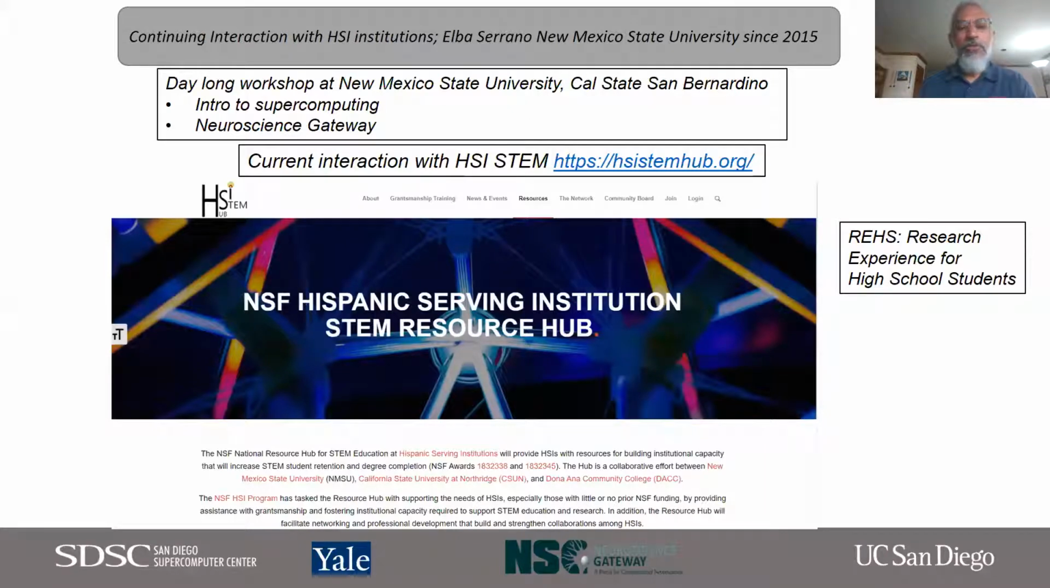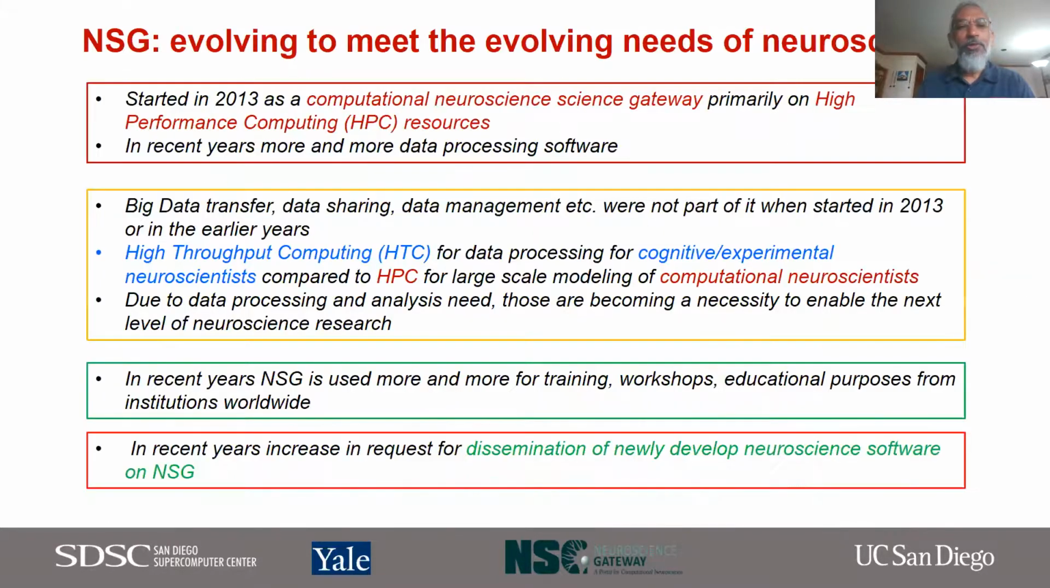And we also work with underrepresented institutions. Here is one example. HSI STEM is a group of multiple HSI universities, and we do interaction and collaboration with them to see how they can use NSG for education, outreach, and training. We also have a research experience for high school students. I will talk about it later.